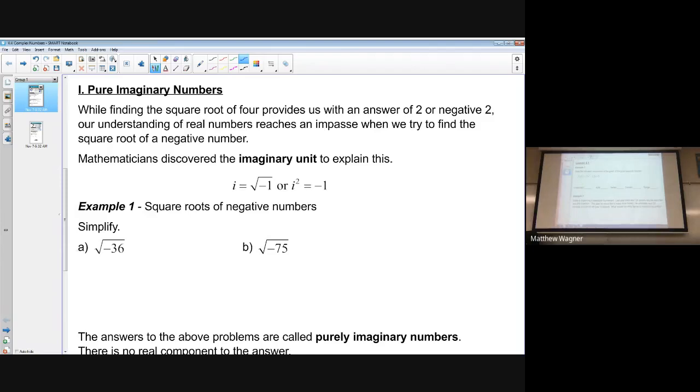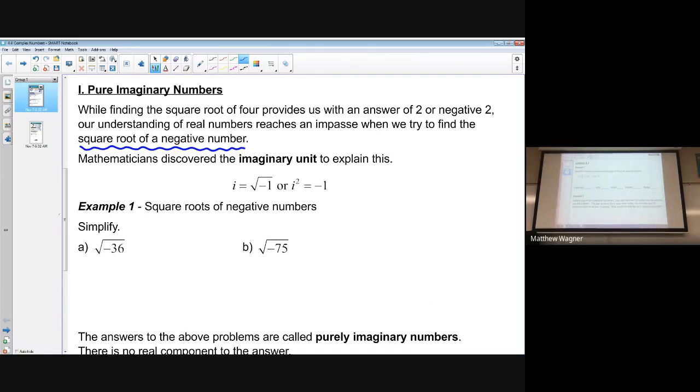All right. So first things first, finding the square root of 4 provides us with an answer of 2 or -2. And if you think about that, 2 times 2 is 4. -2 times -2 is also 4. All right. We reach an impasse when we try to find the square root of a negative number. And that's kind of what we were getting at before. Teachers up to this point told you it does not work, it does not exist.